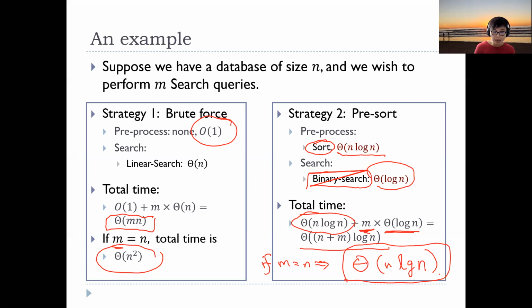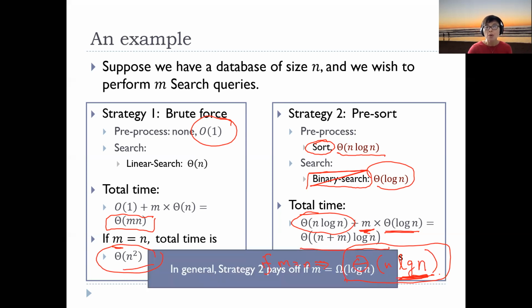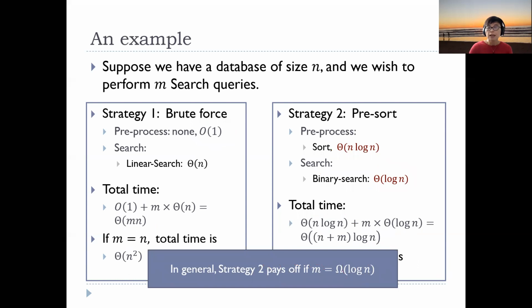Okay, so clearly this second strategy is much smaller than this. In general, the second strategy pays off as long as the number of queries you have is bigger than log n. In practice, we typically expect that once you have a database, you may have a lot of queries over that. That's why you want to spend a bit of pre-processing time.